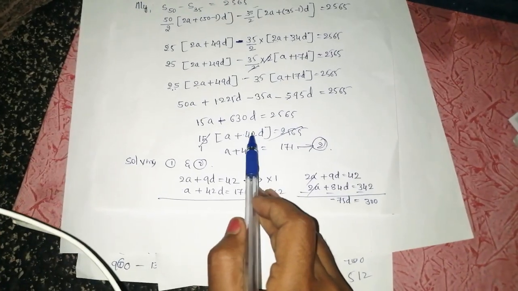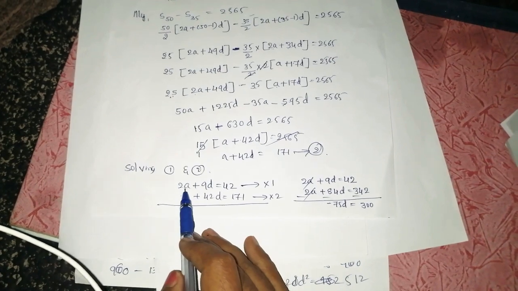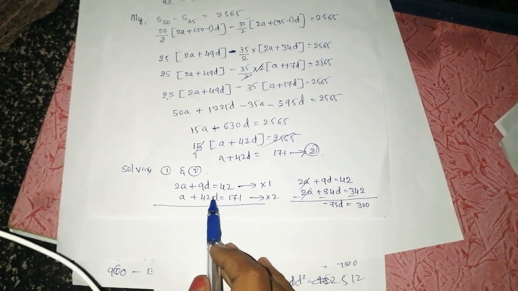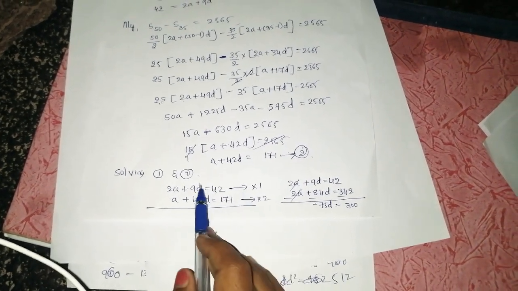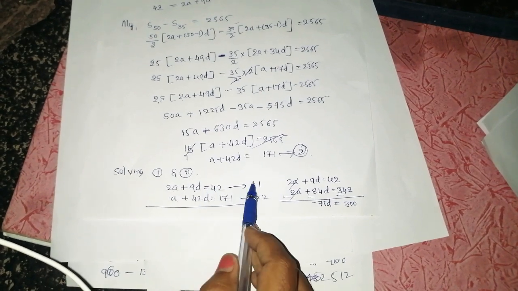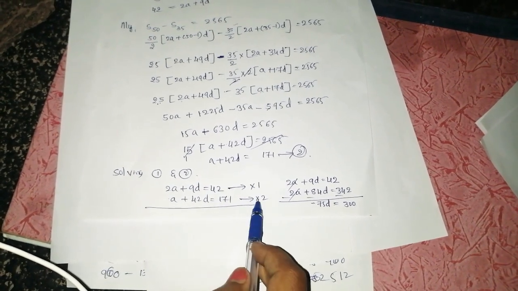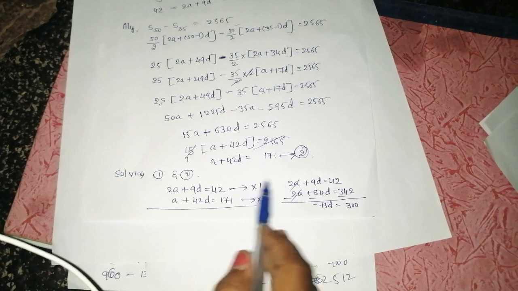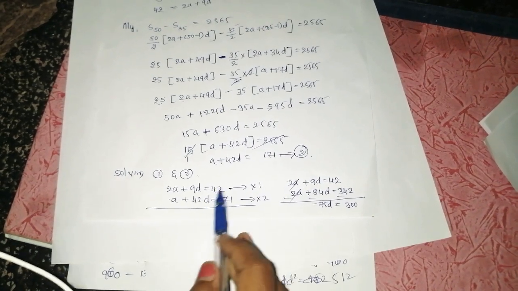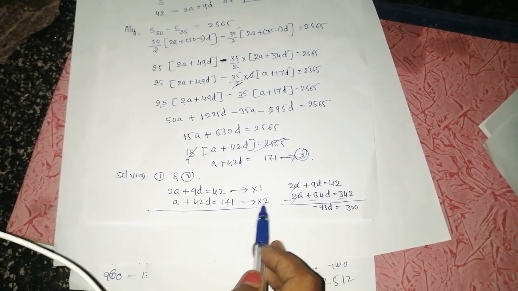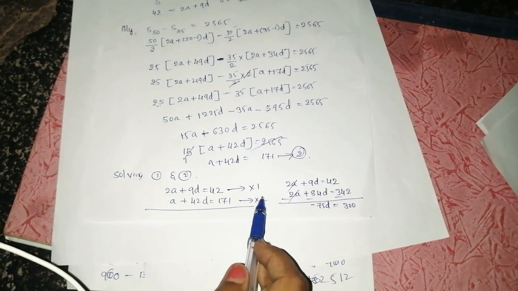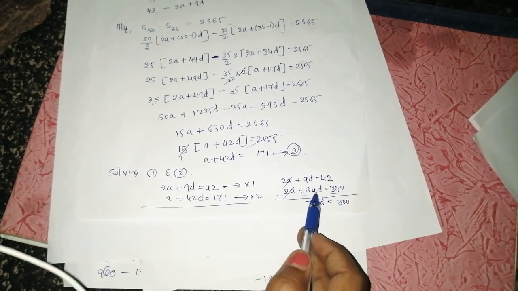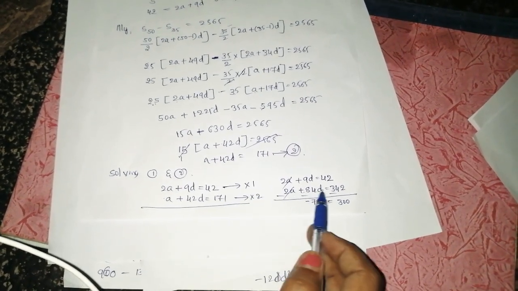So taking equation 1 and 2, 2a plus 9d is equal to 42, a plus 42d is equal to 171. So multiply equation number 1 with 1 and multiply equation number 2 with 2. So 2a into 1 is 2a, 9d into 1 is 9d is equal to 42. Here multiply with 2, 2 into a is 2a, 2 into 42 is 84d, and 2 into 171 is 342.